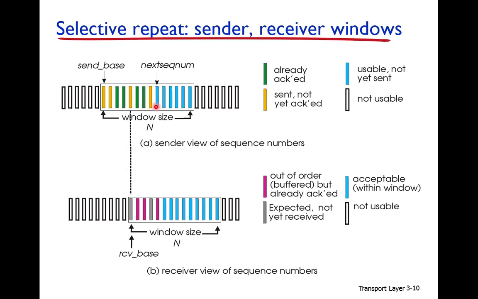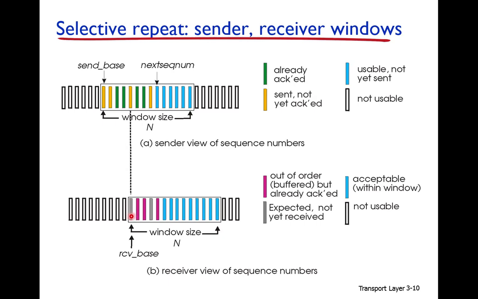And if the sender wants to send the next packet, then the sequence number should be the next sequence number. This is the receiver. So the receiver is receiving the packets. You can see that the receiver has received an out of order packet. So this packet is received out of order.